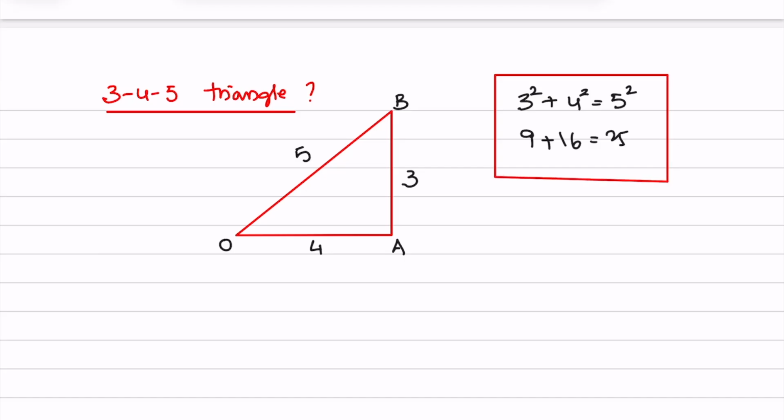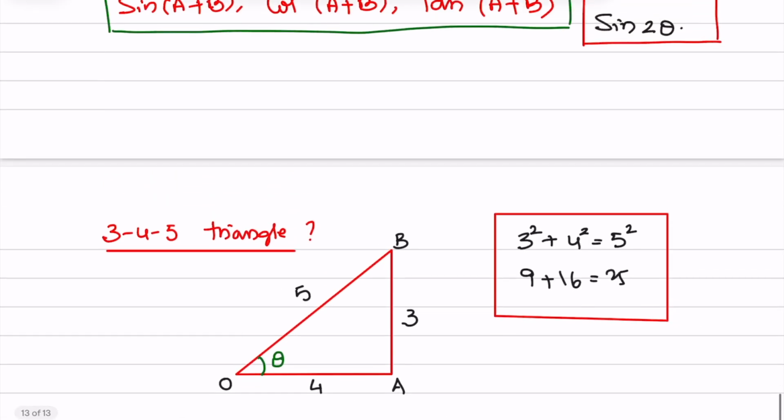If this angle is theta, then sin theta is equal to opposite side by hypotenuse, AB by OB. That is equal to 3 by 5. Its value is approximately 0.6. It is 0.60.